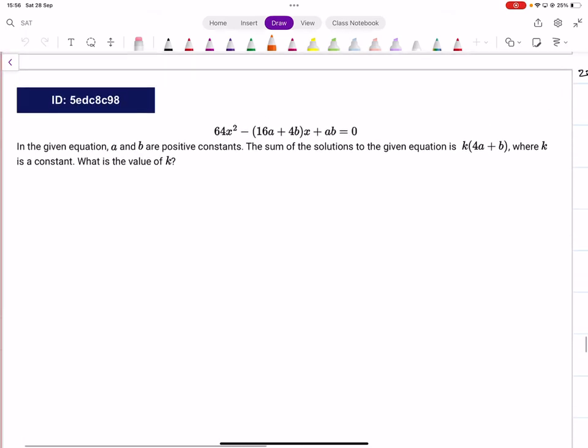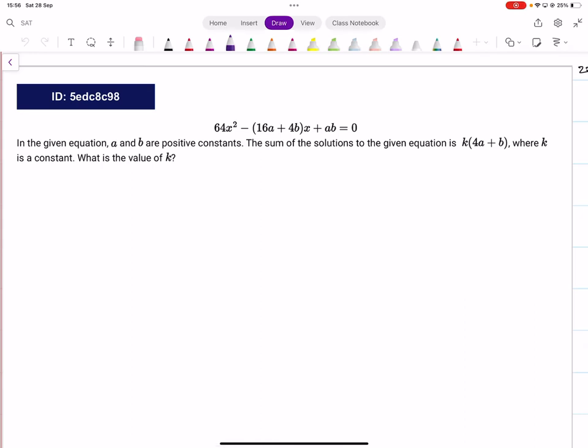Just two more questions. In the given equation, a and b are positive constants. The sum of the solutions of the given equation is k into 4a plus b, where k is a constant. What's the value of k? Sum of the solutions. Does anyone remember? Sum of roots, minus b over a. That's what sum of roots is given by.